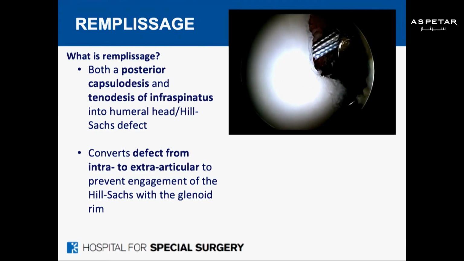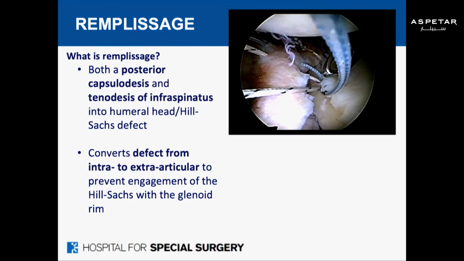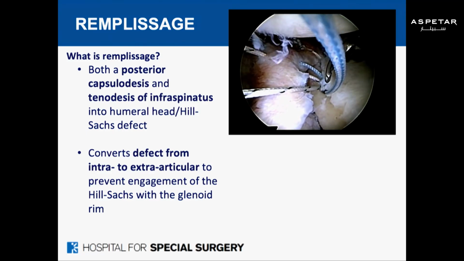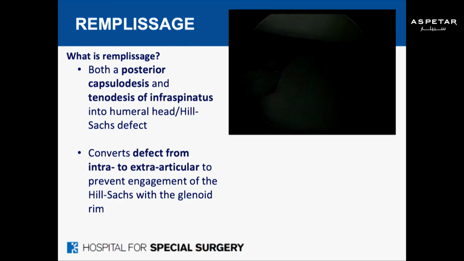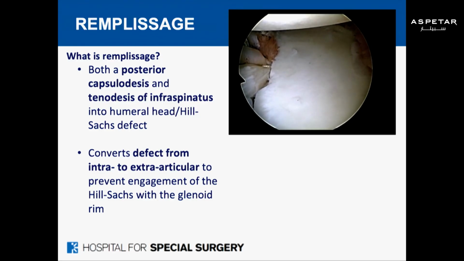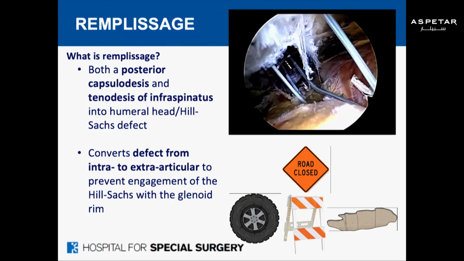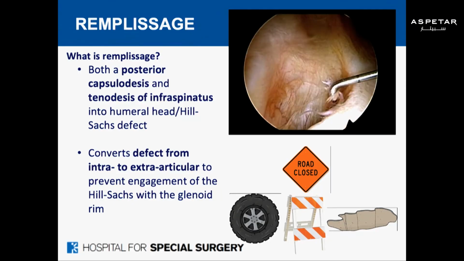aggressive about using this. The theory of the remplissage is that you're converting that defect from an intra-articular defect to extra-articular, which is going to prevent that engagement of the Hill-Sachs with the glenoid rim. So you're converting that off-track lesion into an on-track lesion. So again, now we're not going to fall into that pothole, which is good news.